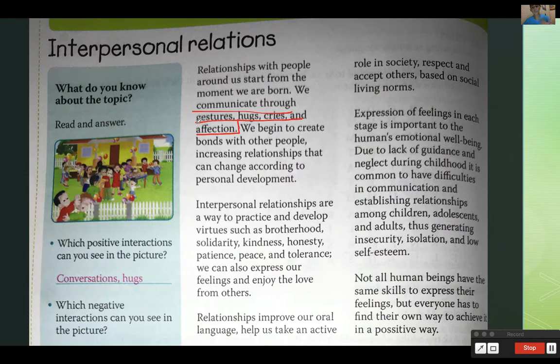We can also express our feelings and enjoy true love from others. Relationships improve our oral language, help us to take an active role in social respect and accept others based on social norms. Expression of feeling in each stage is important to the human's emotional well-being. Due to the lack of guidance and neglect during childhood, it is common to have difficulties in communication and establishing relationships among children, adolescents, and adults. This generates insecurity, isolation, and loss of skill.